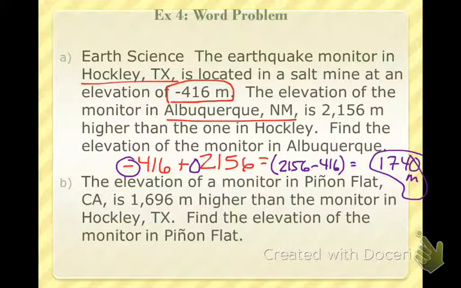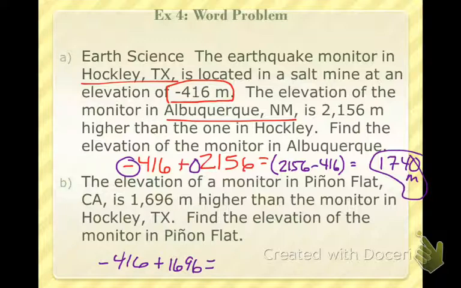B, the elevation of a monitor in Pinon Flat, California, is 1,696 meters higher than the Hockley. So again, we're starting with Hockley. So it's negative 416. That's from example A. And the Pinon Flat is 1,696 meters higher than that. So that's a plus sign.